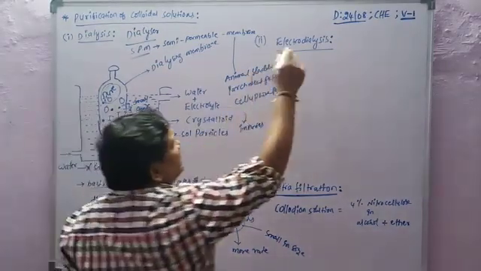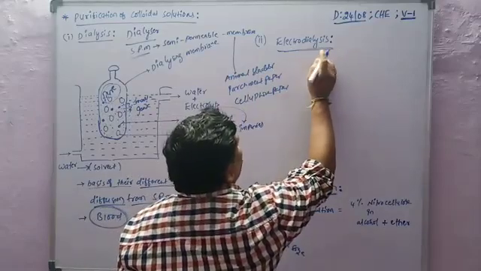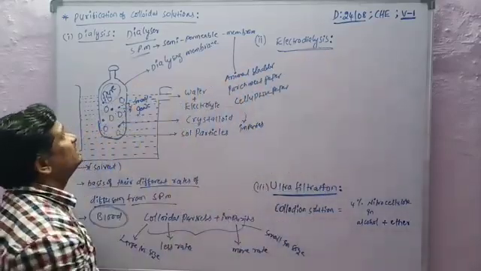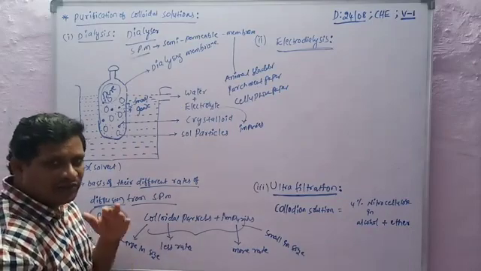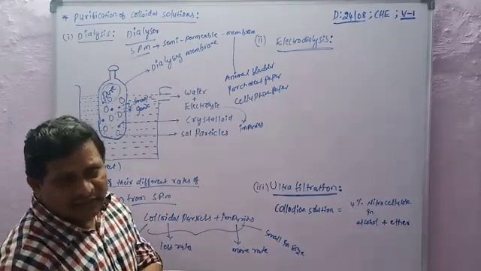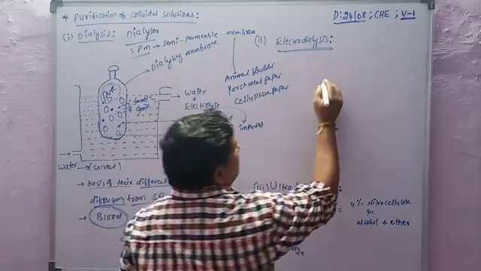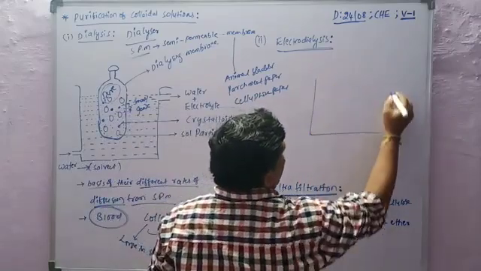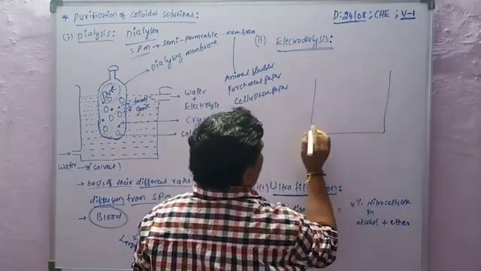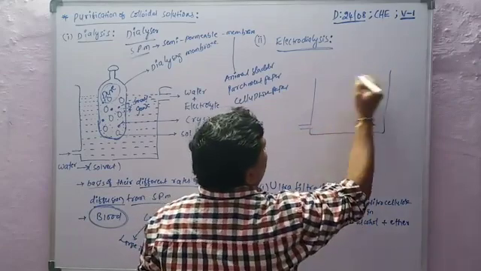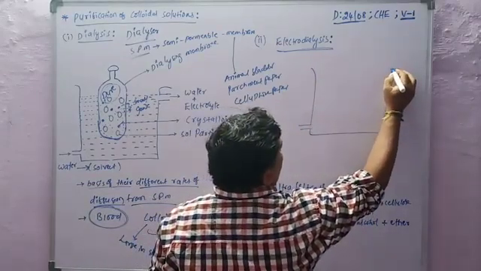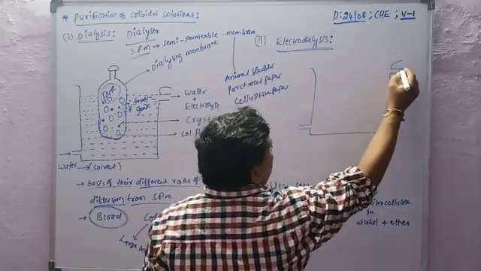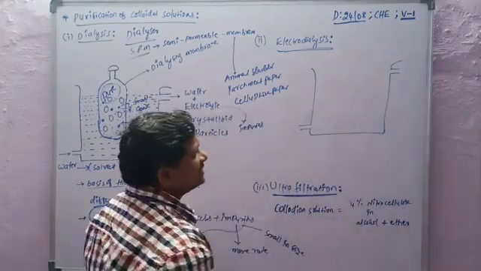Now the second one is electrodialysis. It is similar to dialysis, but this process is carried out in an electrolytic cell. Generally, an electrolytic cell consists of two electrodes: one is a positive electrode, another is a negative electrode. The negative electrode is known as the cathode and the positive electrode is known as the anode.